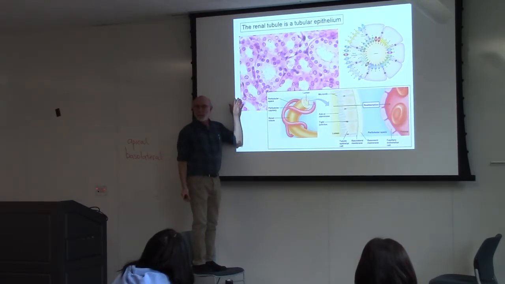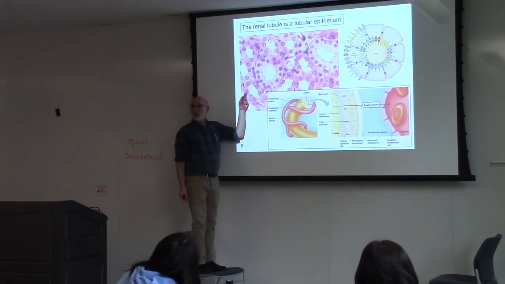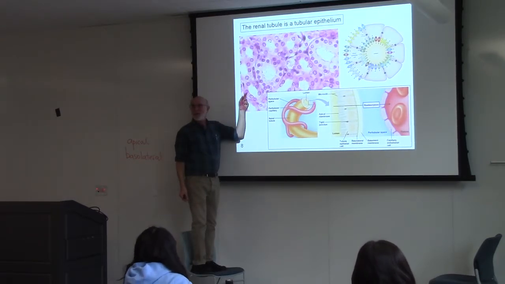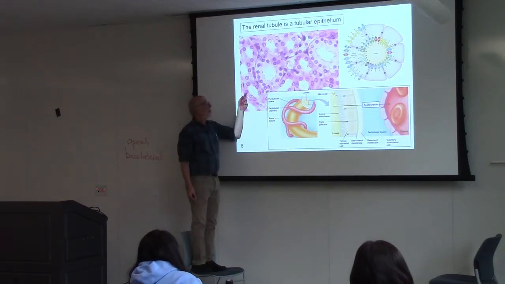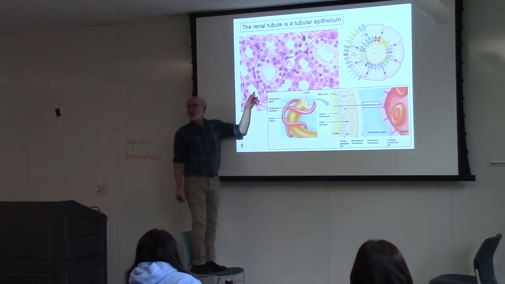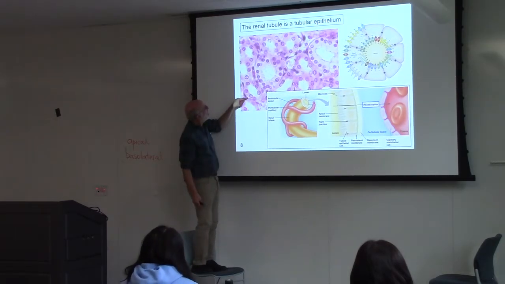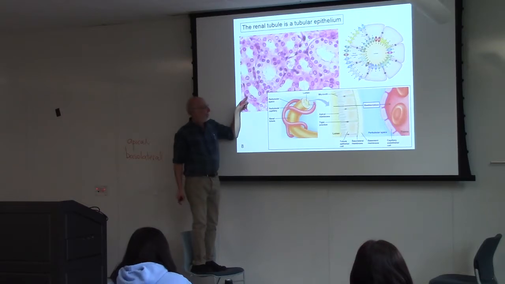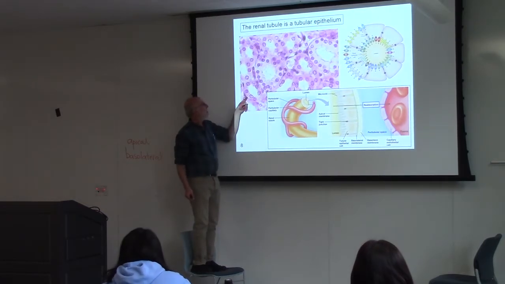This is science here, this is not a cartoon. What are these circles? Nuclei. Yeah, that's where the DNA is. We don't talk about DNA very much in this class. What do we call this space right here? The lumen of the tubule. What do we call this space out here? Peritubular space.